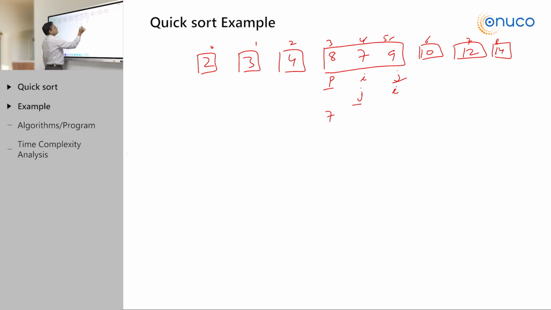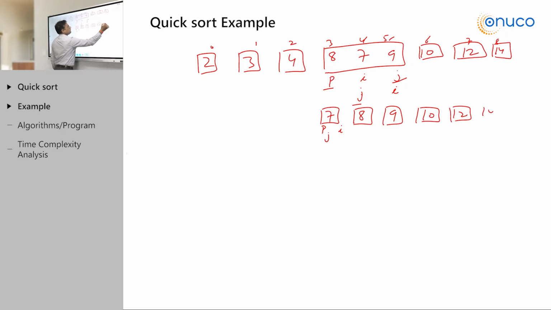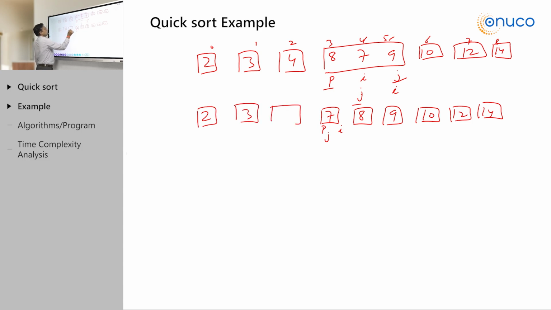So it is 7, 8. 8 is the pivot element. Now 9 and 7 got separated. In this case, this is the P element, the next I element, and this is the J element. Hence, this got separated. This is a singular. So all elements got separated and sorted. So at last, this is our sorted elements: 2, 3, 4, 7, 8, 9, 10, 12, 14, by using the quicksort technique.